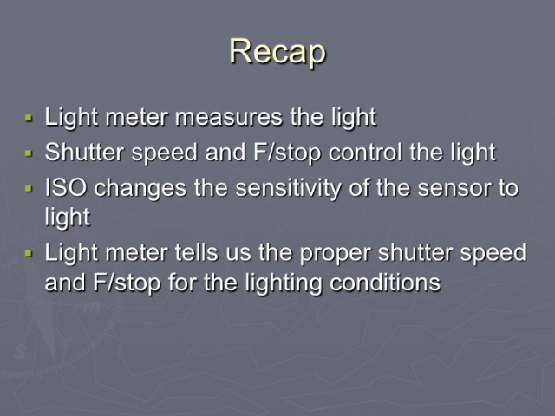All right, so a little recap here, talking about the different things we've covered. We talked about the light meter and how it measures the light. We talked about how our shutter speed and f-stop control the amount of light getting to our camera sensor. We have the ISO, which changes how sensitive our sensor is to light, so we can raise the sensitivity or lower it based on the conditions that we're in. And then our light meter tells us the proper shutter speed and f-stop for the lighting conditions that we're in. It averages the scene and the lighting to give us a good guess at the exposure, shutter speed, and f-stop, so we can set our camera for taking our photographs.